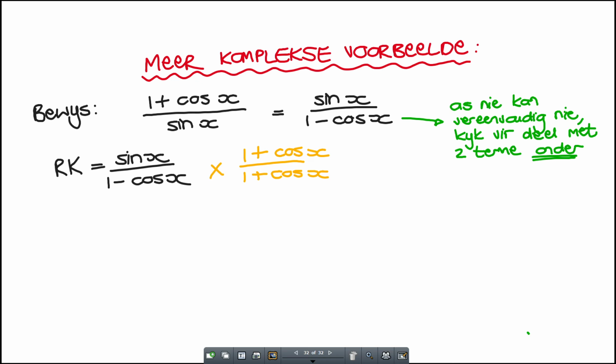Goed. So, if I go multiply up at the top, sin x times 1 will give me sin x. Sin x times cos x gaan raak plus sin x cos x.